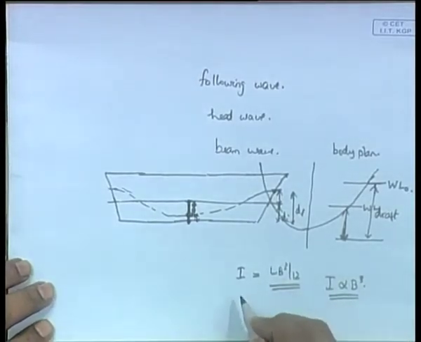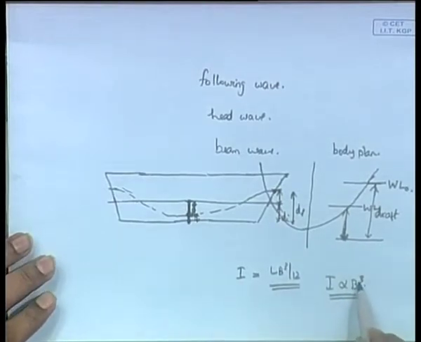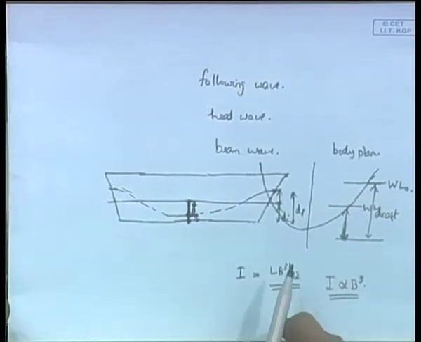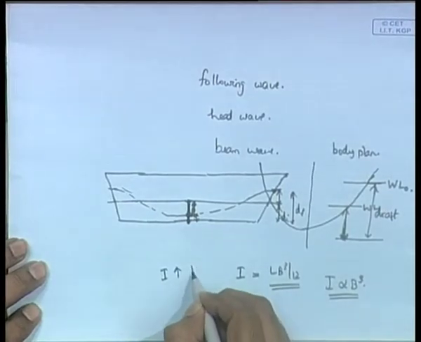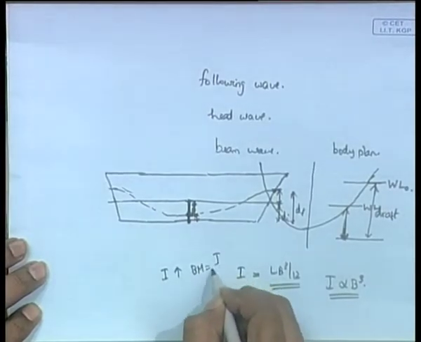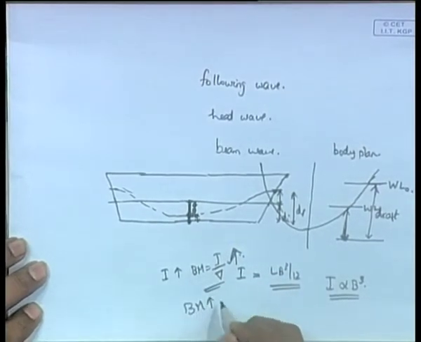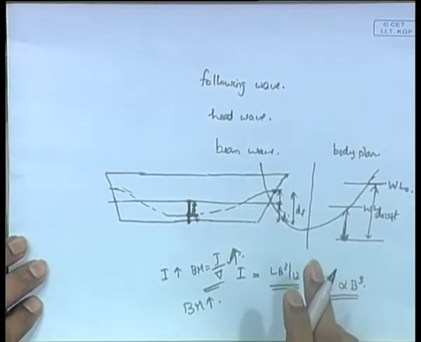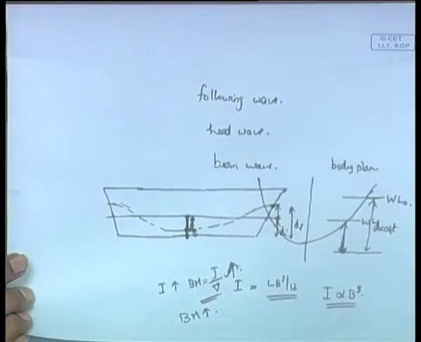Now, here what has happened? The breadth has increased. So, when the breadth has increased, the moment of inertia will increase. Now, what happens as a result of the moment of inertia increase? I increases, BM given by I by del increases. Therefore, BM increases, metacentric radius increases, M goes further up, GM increases, metacentric height increases. As a result, there is an increase in the ship's stability.